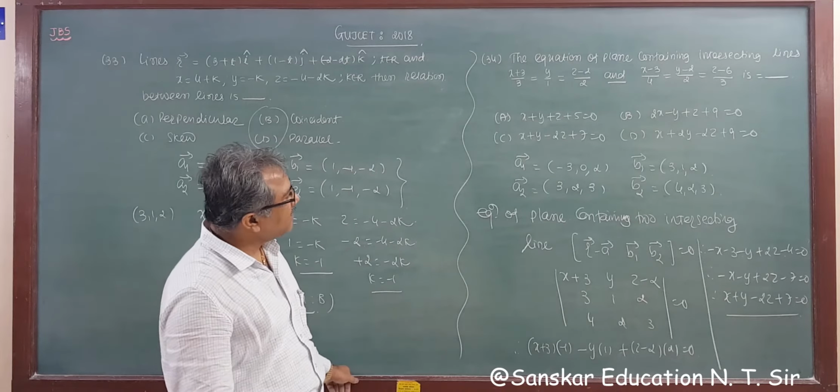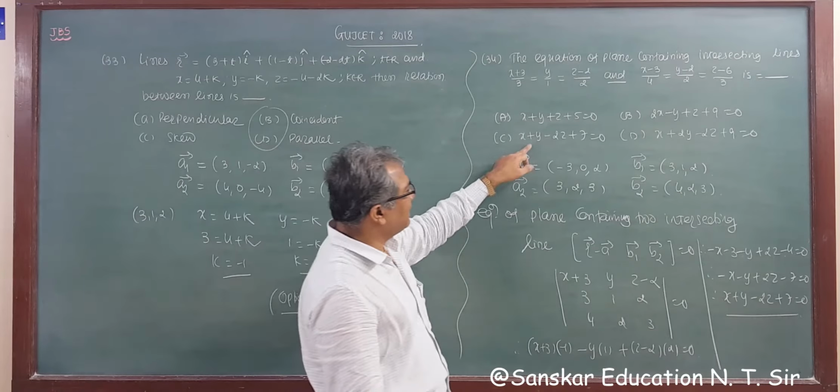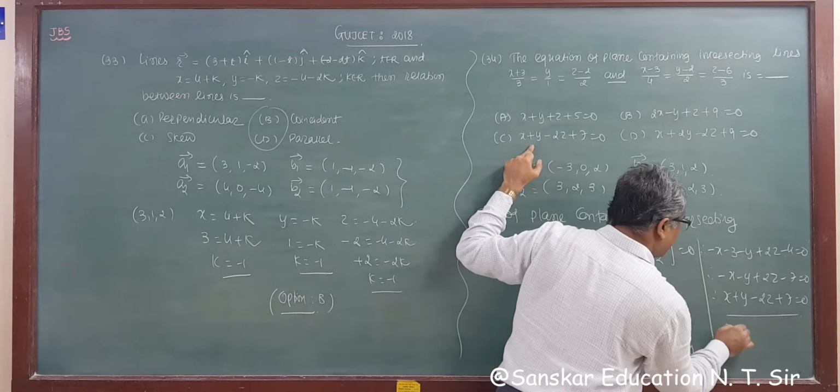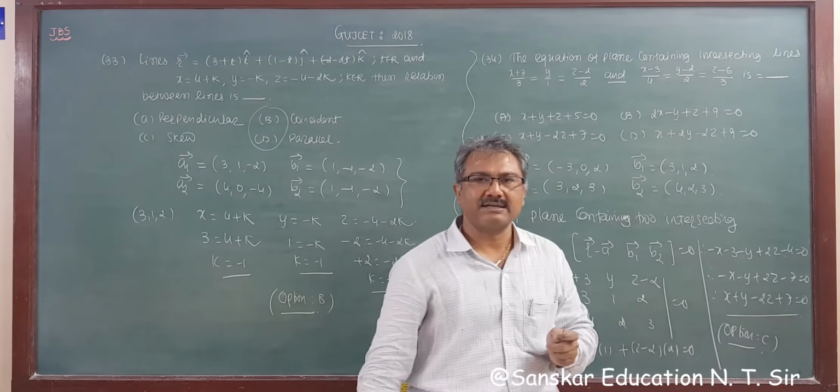So x plus y minus 2z, and only one option has 7, so this is your final answer. So option C is the correct answer.